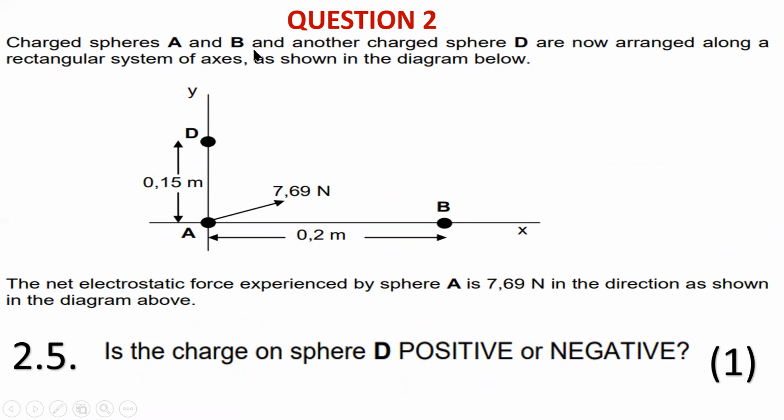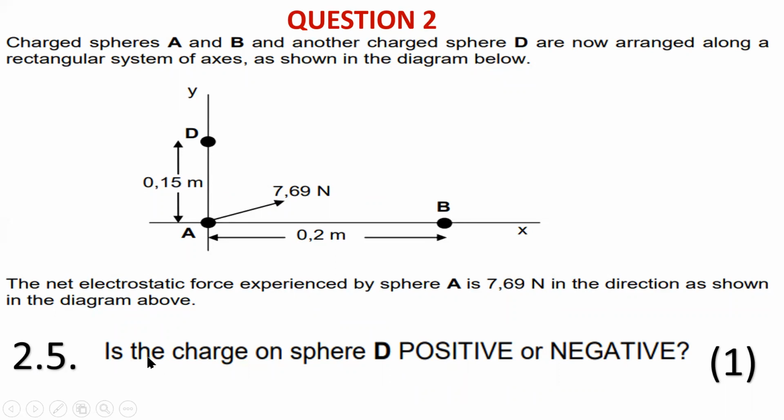All right, 2.5. There is another question here now, in this question, another diagram, let's say. Charged spheres A and B and another charged sphere D. Okay, it's in the system, all right. A, B, and D we have. The net electrostatic force experienced by A is 7.69 newtons. Okay, net electrostatic force, all right. And the direction is here.